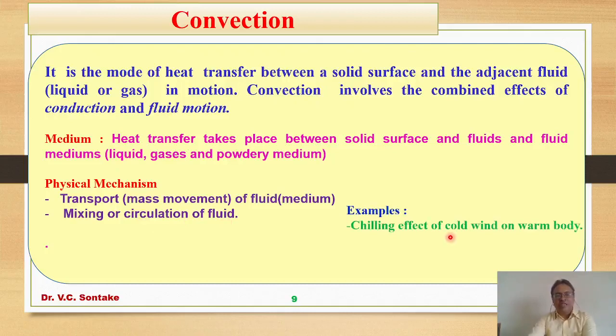Now, examples of heat transfer by convection: the chilling effect of cold wind on a warm body. When cold air wind is moving over your body, you feel a chilling effect. Heating of a room by a stove. If you keep a burning stove at one corner of the room, what do you find? After some time, the entire room gets heated up. So heat has been transferred from one corner of the room to another corner by convection. Cooling of billets in the atmosphere.